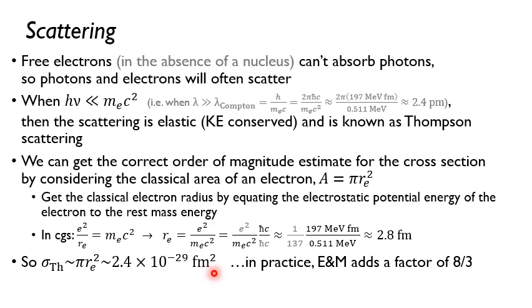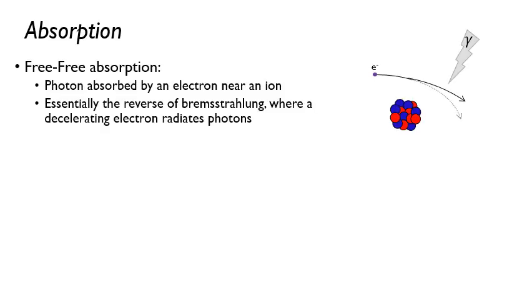Remarkably, when you go through fancier stuff and you do electromagnetism, you get a factor of 8/3 out front of that, and that winds up being correct, which is kind of amazing. So you can also absorb your photon. There's different ways to do that.